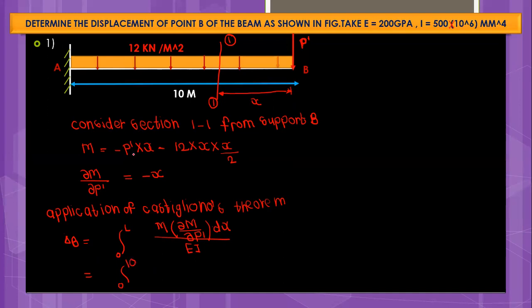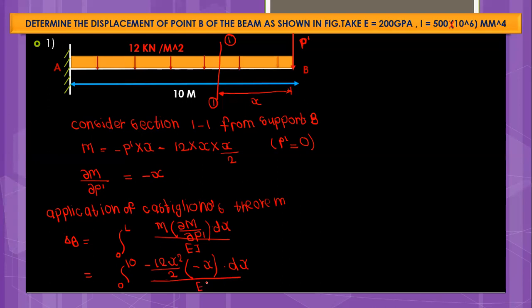This is our M, but let's keep in mind that in the M equation we have to eliminate the P prime terms, because P prime is an imaginary force. So P prime in this equation will be 0. For that, we have to eliminate this term. So our M will be minus 12 x square upon 2. This is our M. Then the partial derivative with respect to P prime is minus x. This is our equation, dx upon EI.